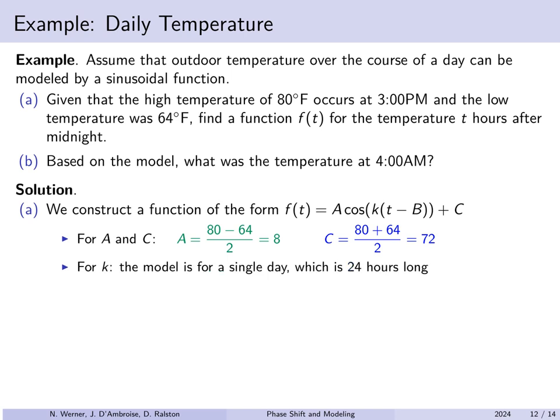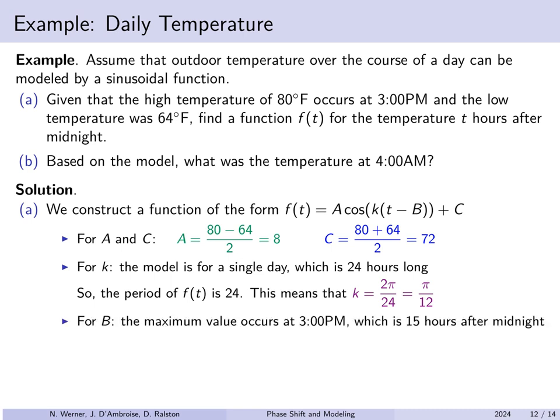For k, we need to find the period, but the wording of the problem suggests the function can be modeled over the course of a day, and we're measuring t in hours. So we want the period to be 24. That lets us solve for k to be 2 pi over 24, or pi over 12.